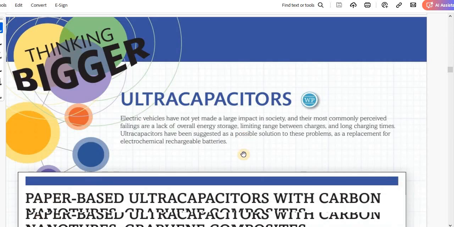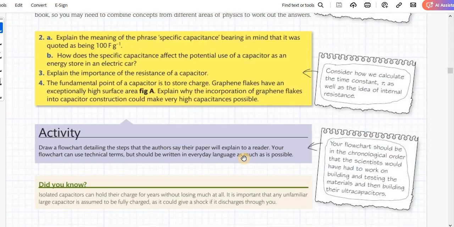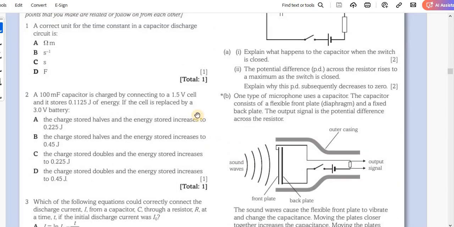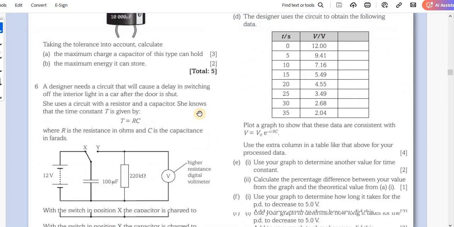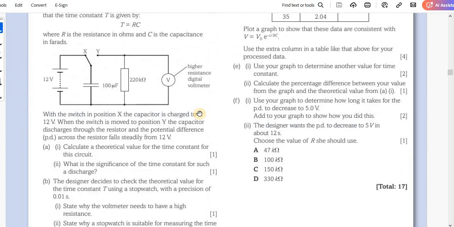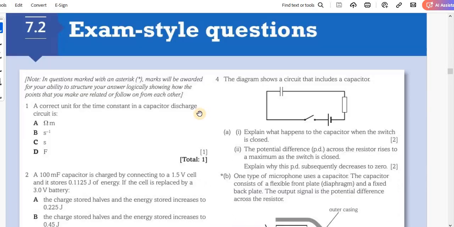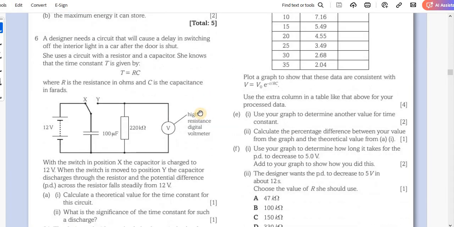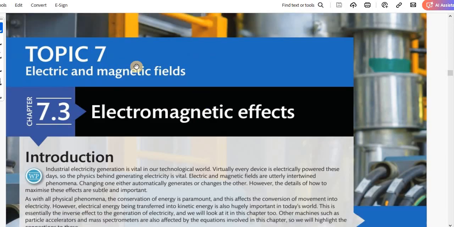This is the last part. Make sure also, after you finish answering all those questions and checking the answers, to do this end of chapter questions as well. After that you can do the questions from the revision guide, which is based on capacitors. The next lesson is electromagnetic effects.